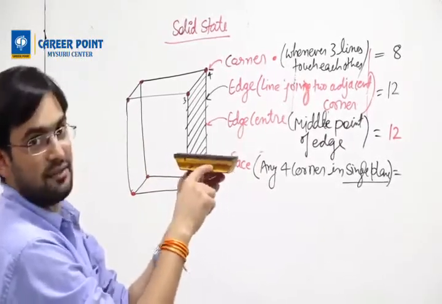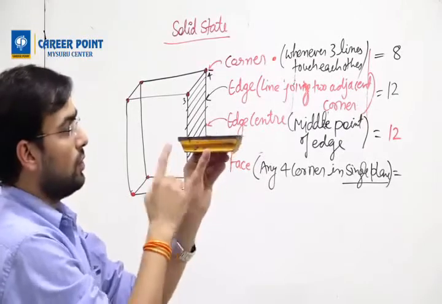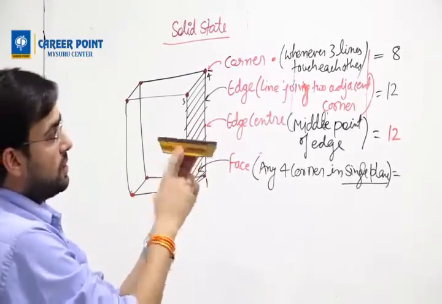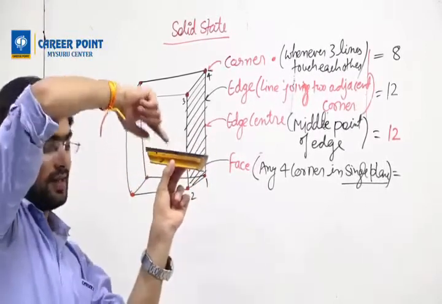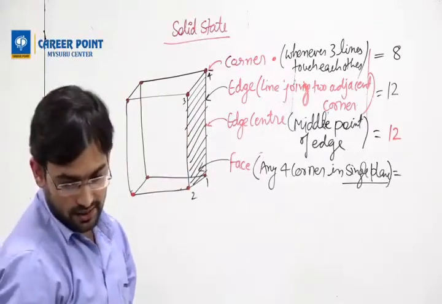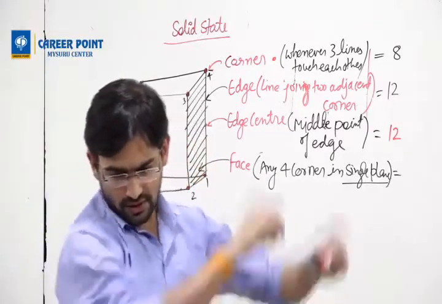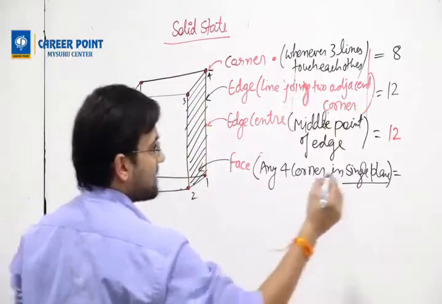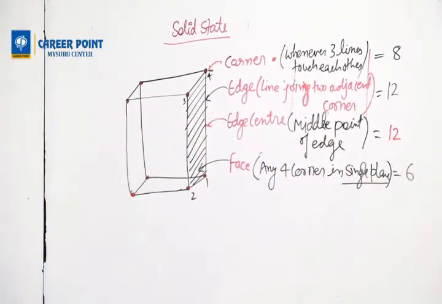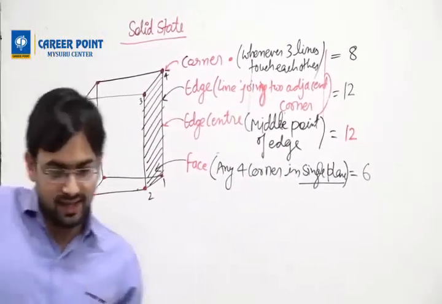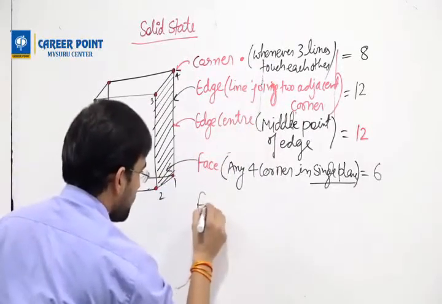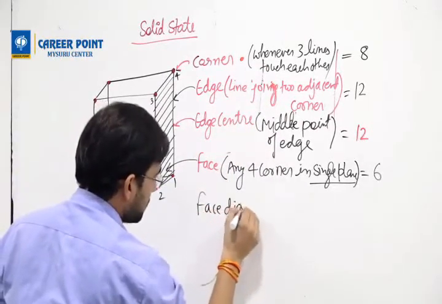Second surface, second face. 1, 2, 3, 4. Right? 1, 2, 3, 4. And then you get 5 and you get 6. Right? So total faces are 6. Okay? So once we get 6 faces, the next thing is called face diagonal.